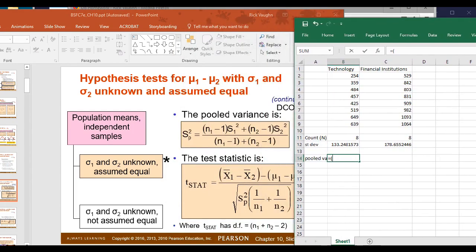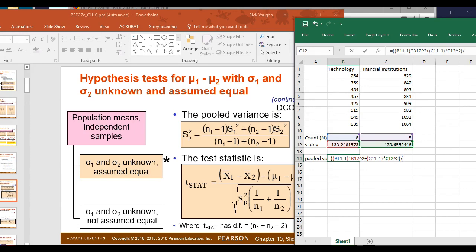And we'll do another parentheses, n1 minus 1, close parentheses, times sample standard deviation, quantity squared, and then plus, and now we'll do another parentheses, n2 minus 1, close parentheses, times this sample standard deviation, quantity squared, and let's see, it looks like I did a times here instead of an exponent, so we'll fix that. And that should be the entire numerator.